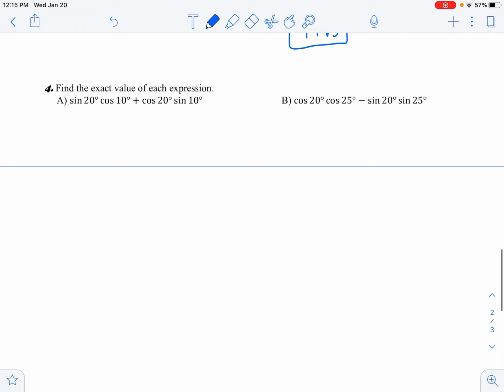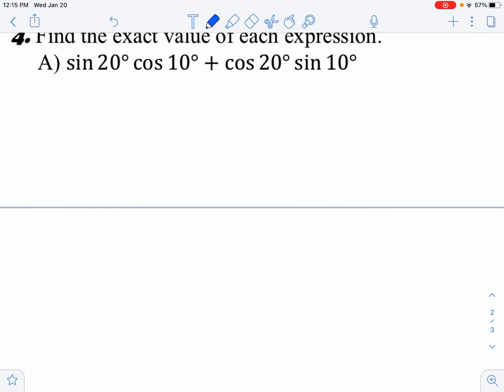It's easier. Okay, last but not least, find the exact value of each expression. So first thing people want to say is, oh, I can use cofunctions. 20 plus 10 is not 90, so you can't use cofunctions. But what you should notice is that this alpha, beta is the same as this right here. If I call this alpha and beta, it's two different angles. It's alpha, beta, and it's sine, cosine, cosine, sine.